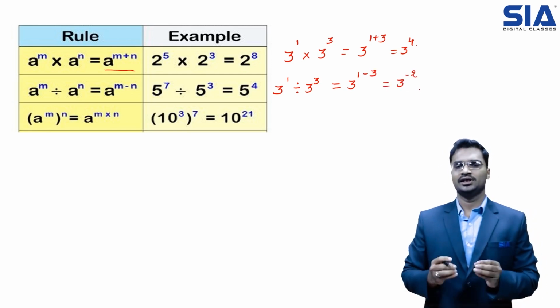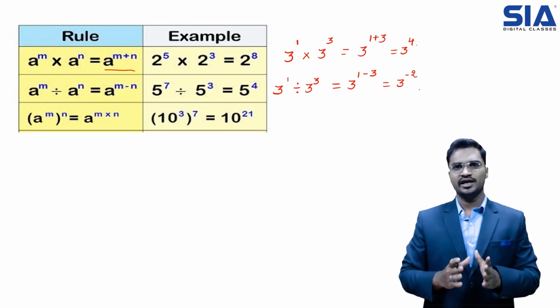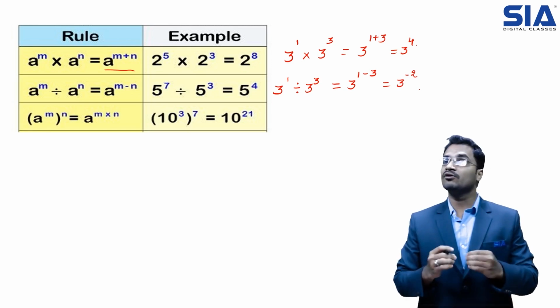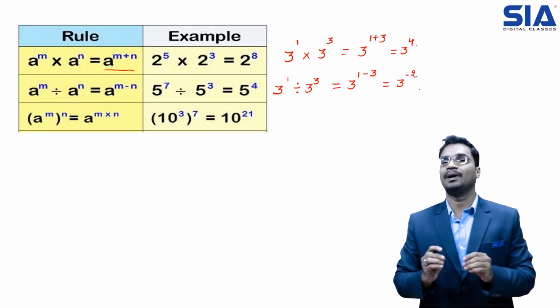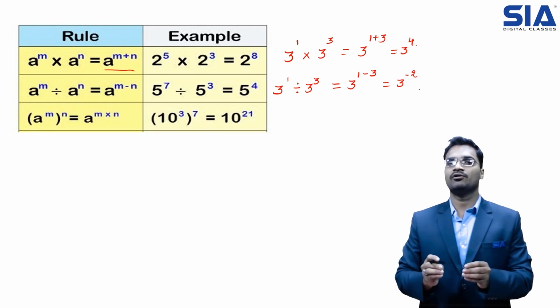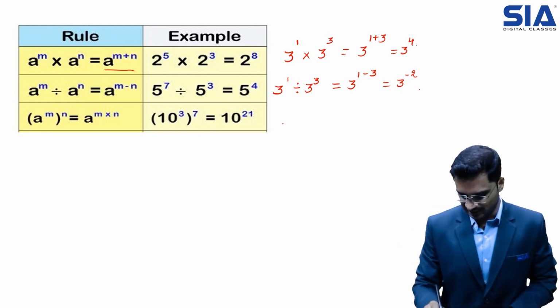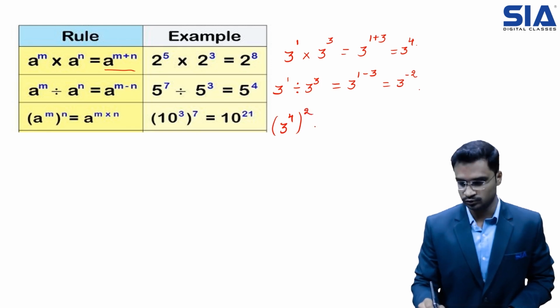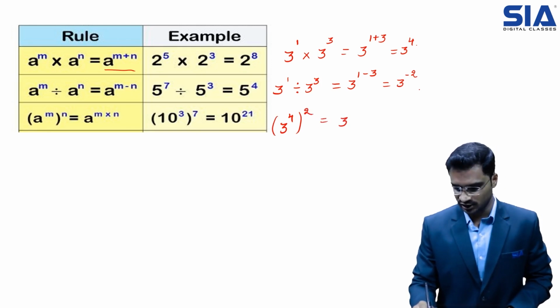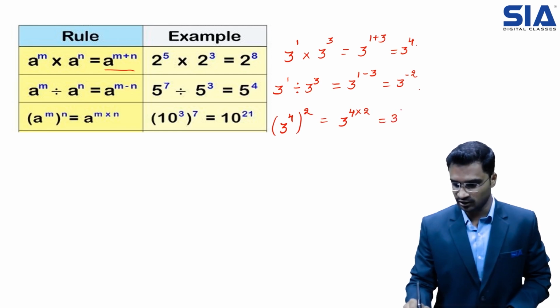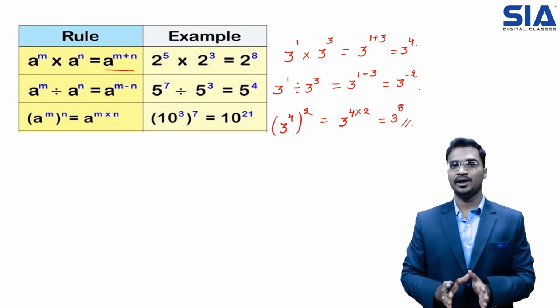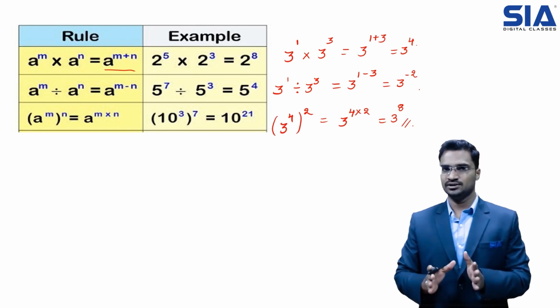In the same way, the next rule states that a to the power of m whole to the power of n should be multiplied as a to the power of m into n. For example, 3 to the power of 4 whole to the power of 2 should be written as 3 to the power of 4 into 2, which gives us the answer 3 to the power of 8. These are simple laws, but we have to remember them.